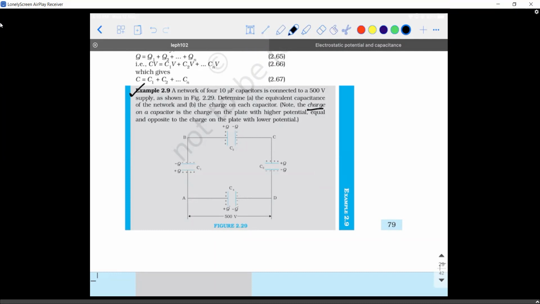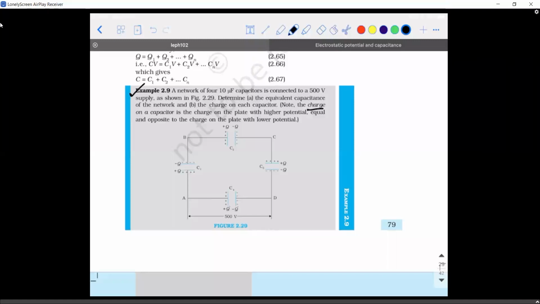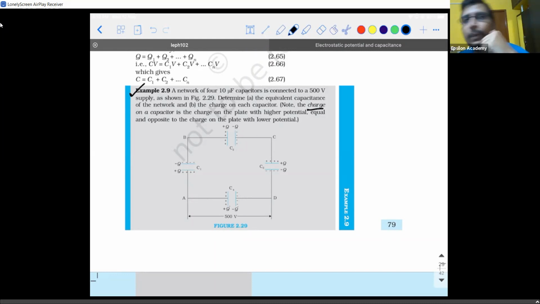So C1, C2, and C3 are in series. How did you find they are in series? Sir? How did you find they are in series? Sir, I think the negative is connected to the positive in these things. Okay, that is a way. That is also right. That is one way of finding.